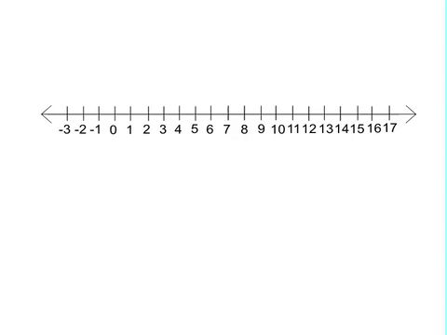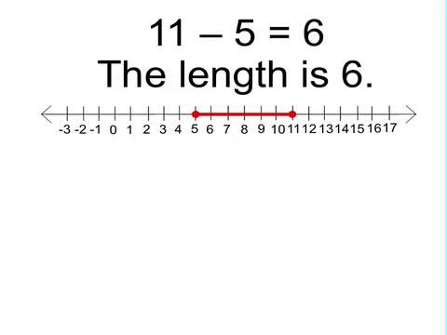Here's a horizontal number line, and we're going to place a segment on that horizontal number line that starts at 5 and goes to 11. And you probably already know that to get the length of that segment, you just do 11 take away 5, which is 6, so the length of the segment is 6.